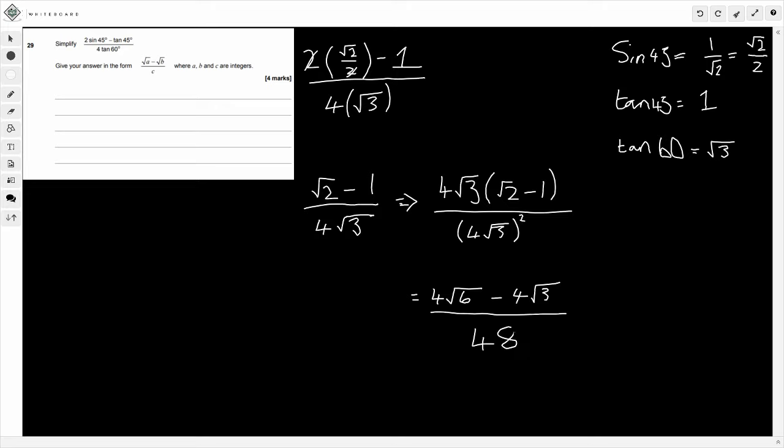And now we can simplify this one step further, and we'll have it in this form. This is a 4 on the numerator, 48 in the denominator, so we can divide both top and bottom by 4. So this will give me root 6 minus root 3 divided by 12. 48 divided by 4 is 12. And there we have it. So A is 6, B is 3, and then 12 for the C value. And there we have it. That's the question fully done.